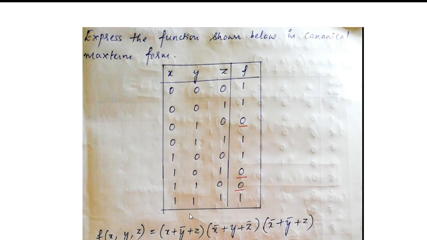Now what is the second example given here? Express the function shown below in canonical max term. Similar thing, a truth table is given, so you need to convert that into canonical max form. Okay.